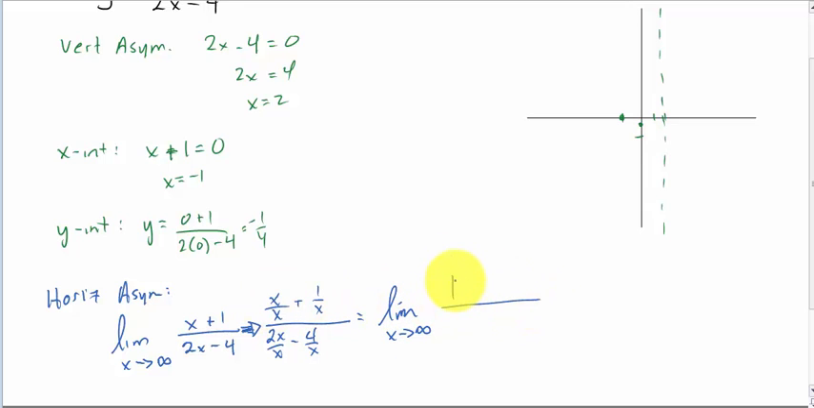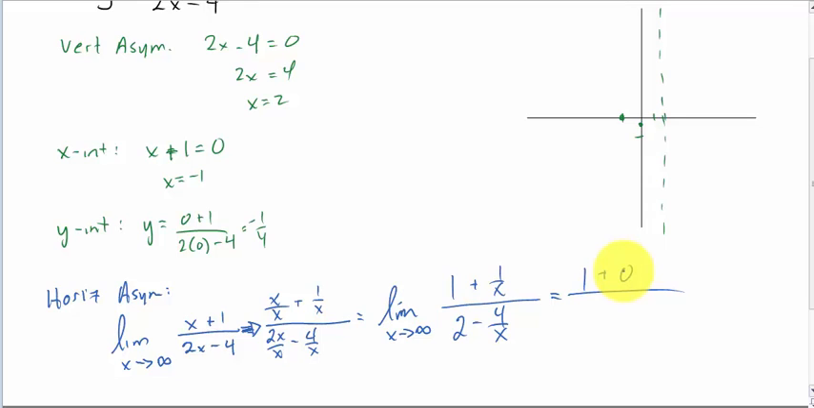So this first thing becomes 1 plus 1 over x over 2 minus 4 over x. Now let's look at what happens as x becomes huge. Well, what happens as x becomes huge to the number 1? Well, the number 1 doesn't care whether or not x becomes huge, gets small, or completely disappears. It's still 1. What about 1 over x? What happens to that as x gets huge? Well, we talked a second ago that that gets closer and closer and closer to 0. So its limit is 0.